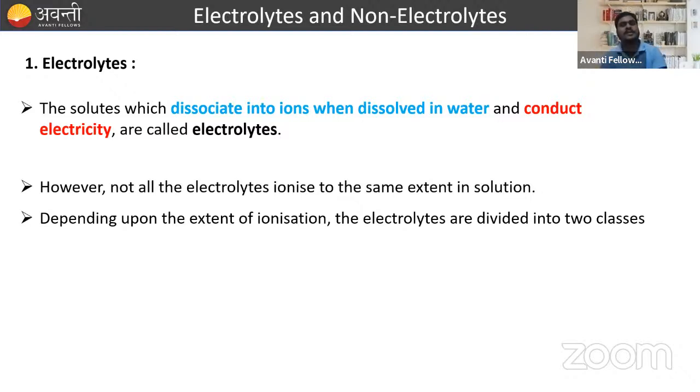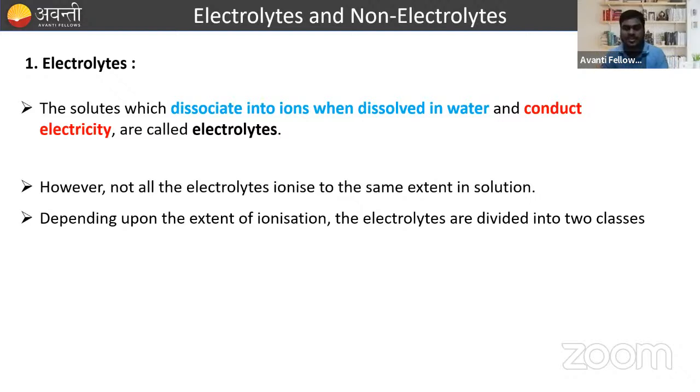What are electrolytes? Basically, the solutes which dissociate into ions when dissolved in water and conduct electricity are called electrolytes. However, not all electrolytes ionize to the same extent in solution. Some ionize very much and some ionize only up to a certain level.